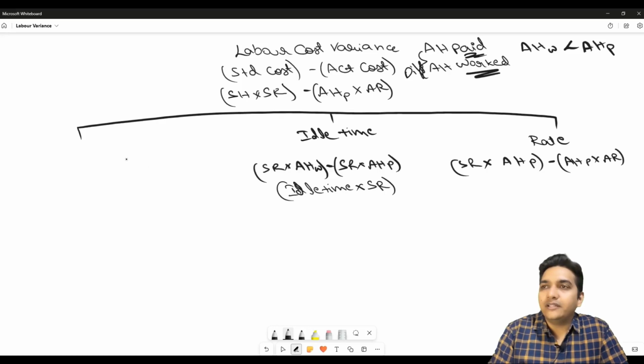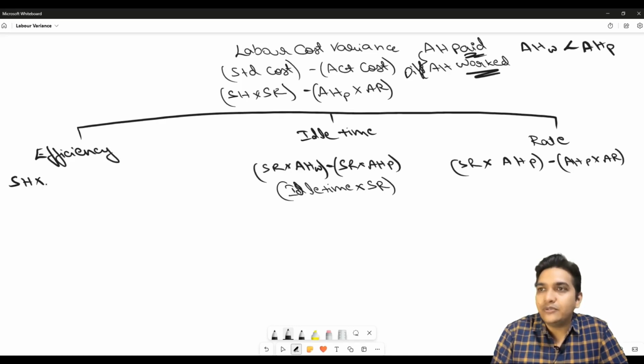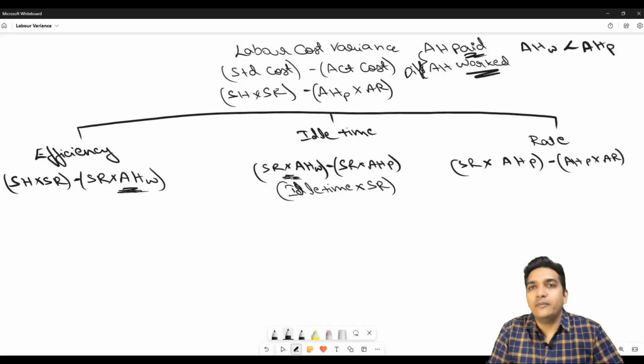Moving on to the third one, which is the efficiency variance. The formula here is standard hours into standard rate, minus standard rate into actual hours worked. As in our material variance, we take the first part of labor cost variance and write it as the first part of efficiency. Now, the efficiency formula has the same term as the first part of the idle time variance formula.